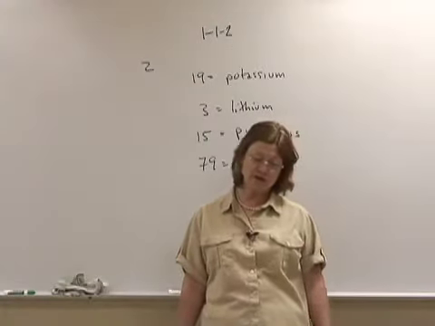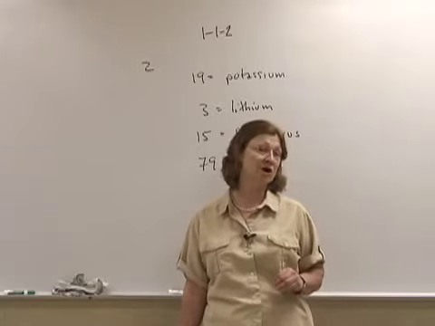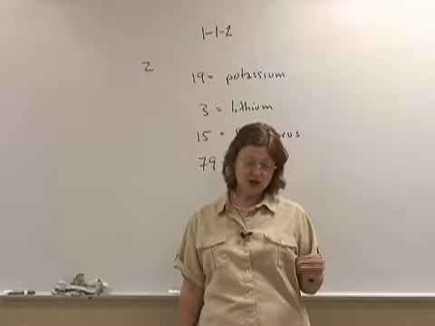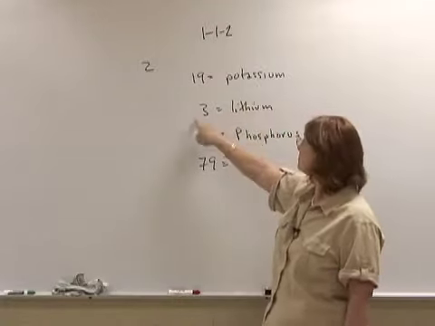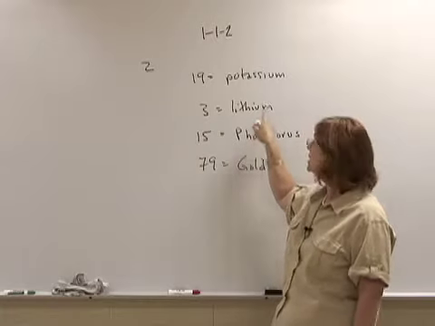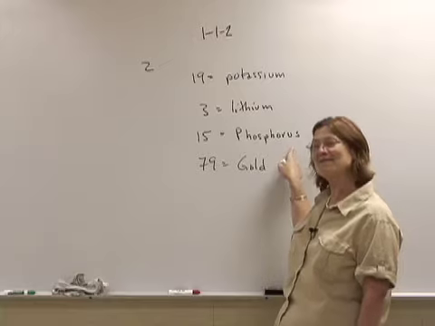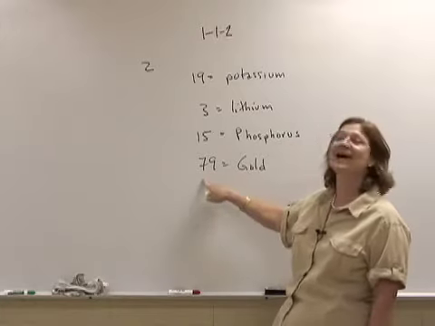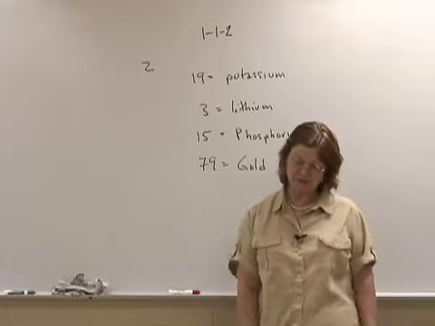In number 2, we are given some atomic numbers, and all we have to do is look for those atomic numbers on our periodic chart. Atomic number 19 is potassium. Atomic number 3 is lithium. Atomic number 15 is phosphorus, and my all-time most favorite, number 79, is gold. And that's how you do number 2.